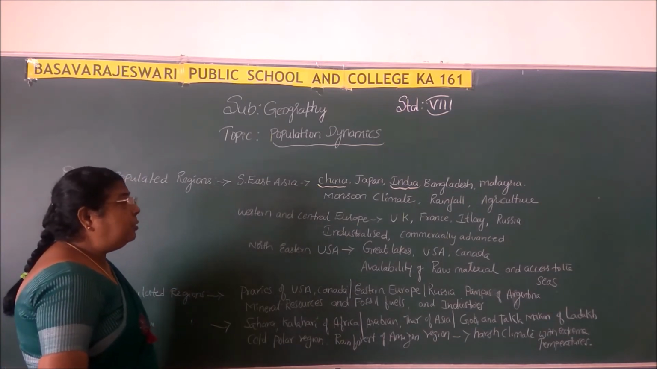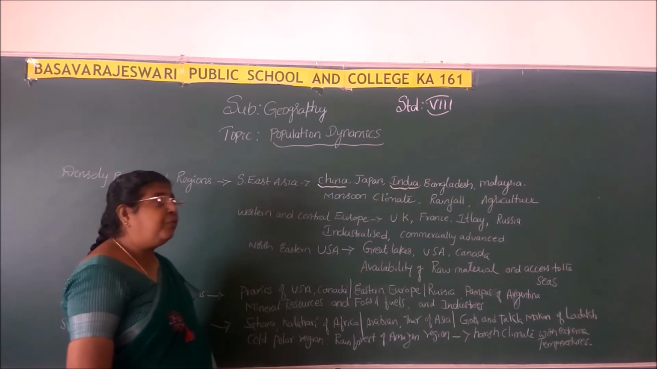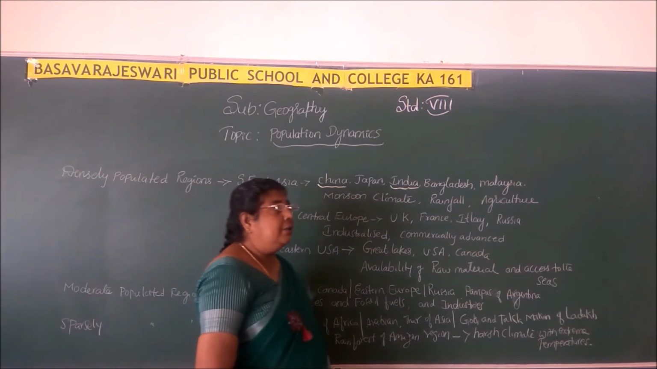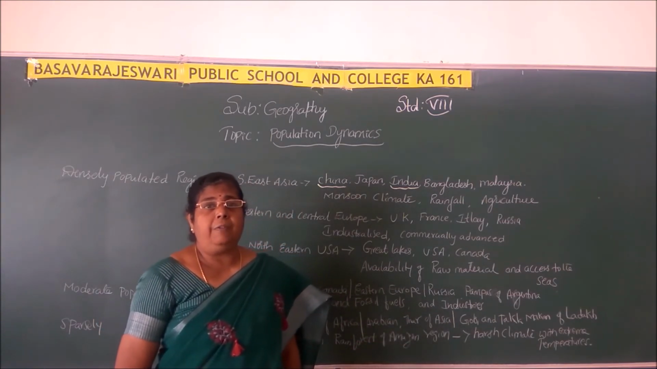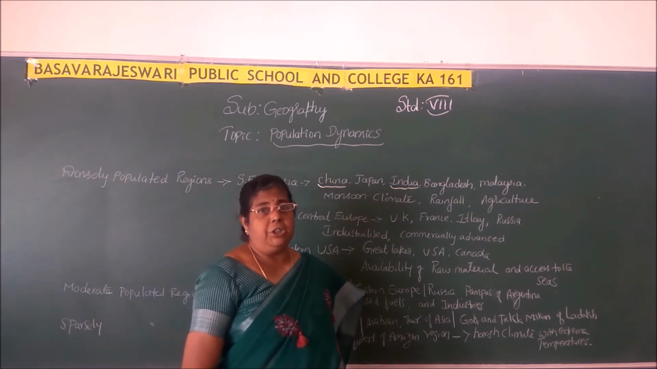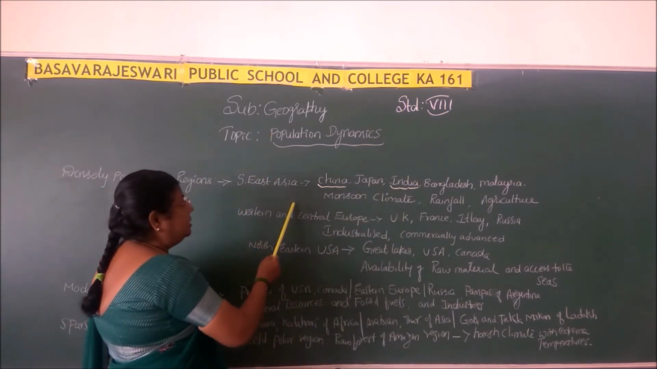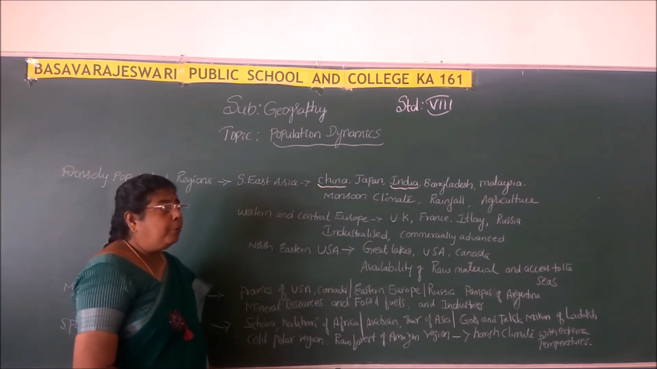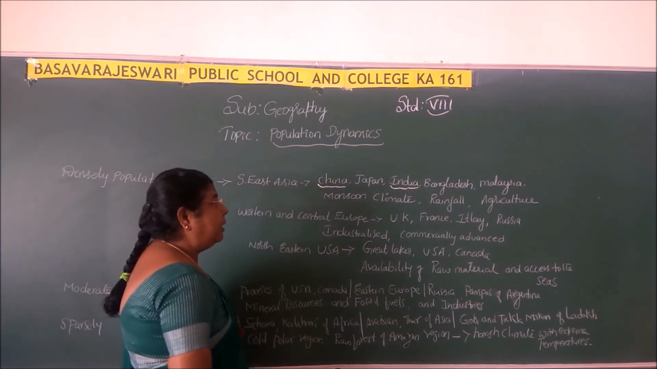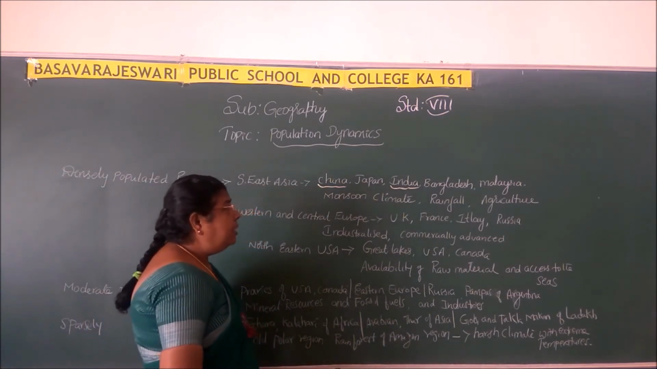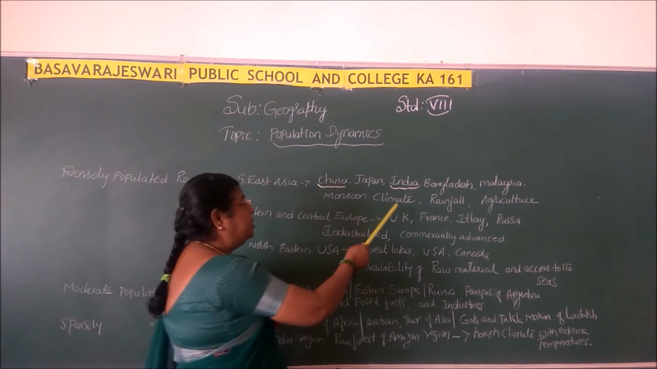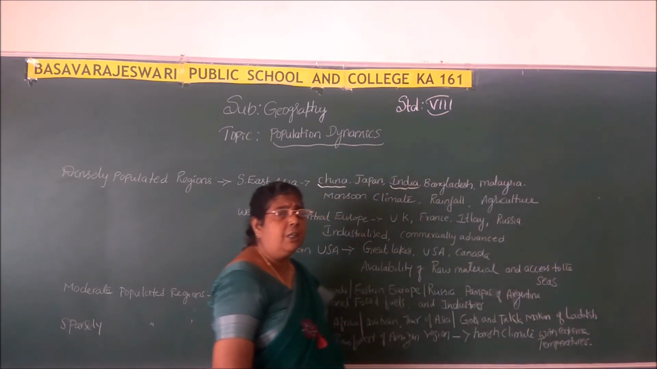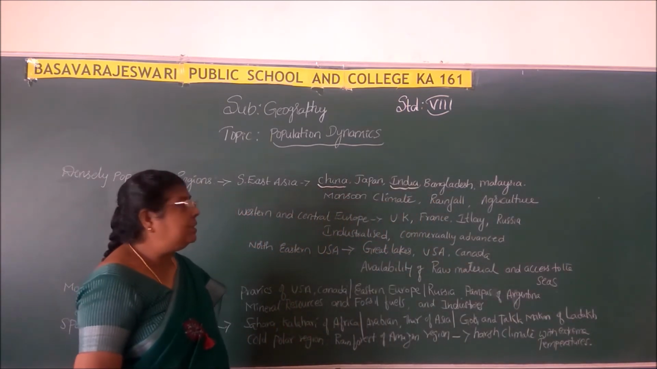So what are the reasons why the population is more? The population is more because of the tropical monsoon type of climate, and we get plenty of rainfall. Abundant rainfall is there, and very good fertile plains are available, which are required for agriculture. So that is why in Southeast Asia these are some important regions where the population is more. In these areas we get plenty of rainfall and the soil required for agriculture, so the density of the population is more.